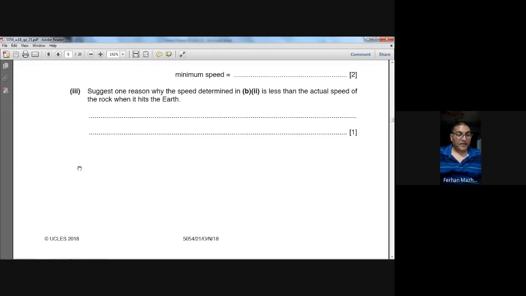When a rock hits the ground, not just the temperature of the rock increases. The rock also makes a dent on the ground, it makes a depression on the ground. When it hits the ground, it also produces sound. The rock may shatter when it hits the ground. So all these things also need energy.